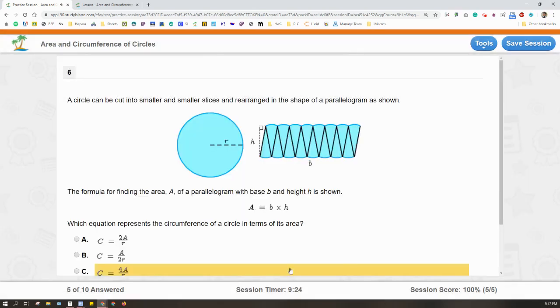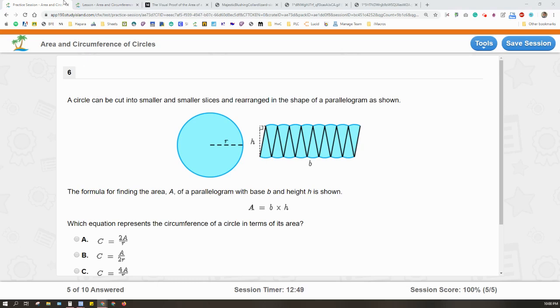Next up. Number 6, a circle can be cut into smaller and smaller slices and rearranged in the shape of a parallelogram as shown. So they're cutting the circle up so it looks like that. Now it's kind of hard to see from a still picture, so let me show you an animation of this.